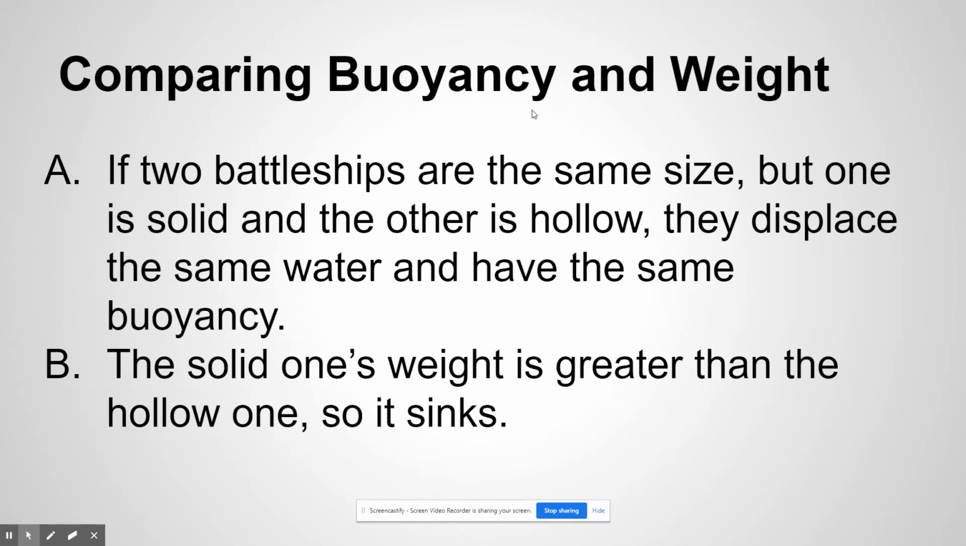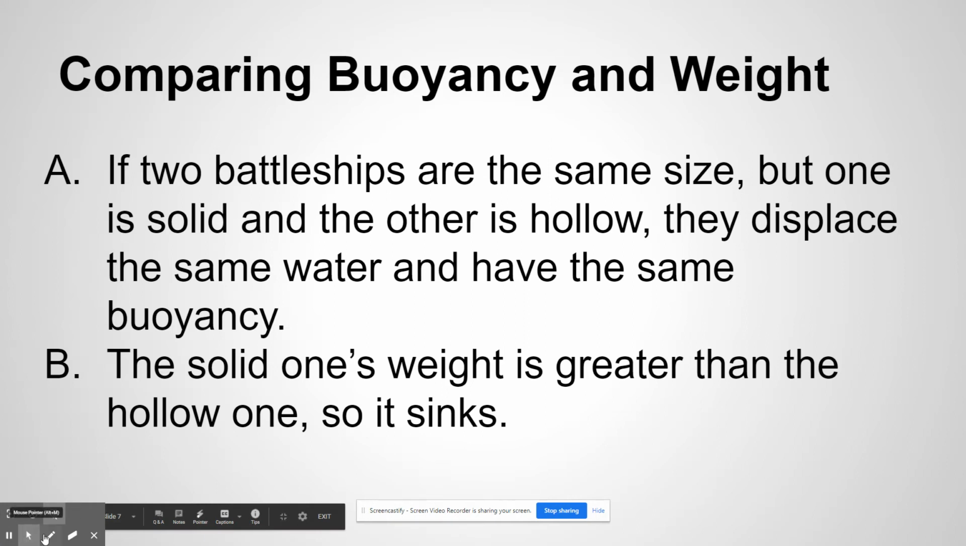So here we're going to compare buoyancy and weight. If two battleships are the same size, but one is solid and the other is hollow, they will displace the same amount of water and have the same buoyancy. It'll have the same amount of upwards force. The solid one's weight will be greater than the hollow one, so it sinks. So we have the upwards force of buoyancy, the downwards force of weight.